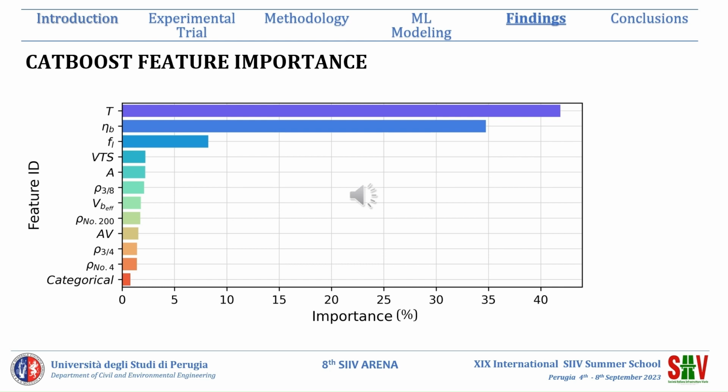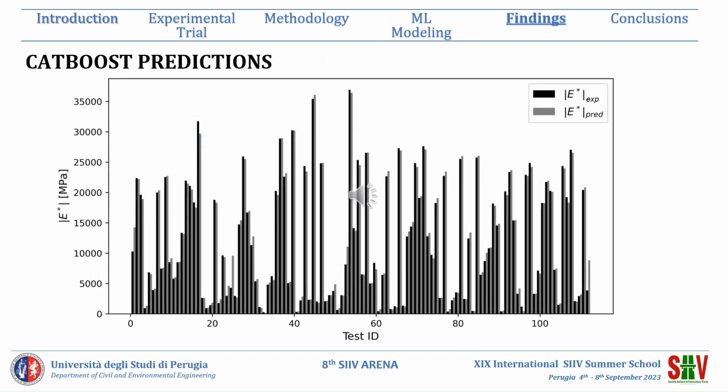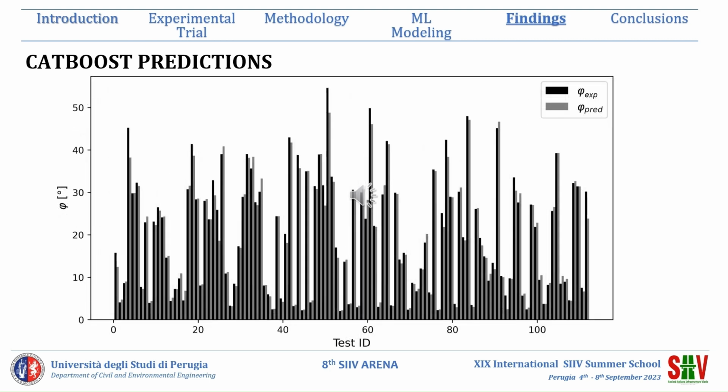To obtain further insight into the CatBoost predictive capabilities, the comparison between the experimental targets and the outputs predicted by the model are here provided in terms of dynamic modulus. In this histogram graph, test values are shown in black, while the respective CatBoost predictions are shown in gray. The horizontal axis identifies each of the 112 dynamic modulus values that make up the test set. It can be appreciated that the predictions are very close to the observed experimental data. Also, CatBoost phase angle predictions are always close to the real target values for each of the 112 test observations.